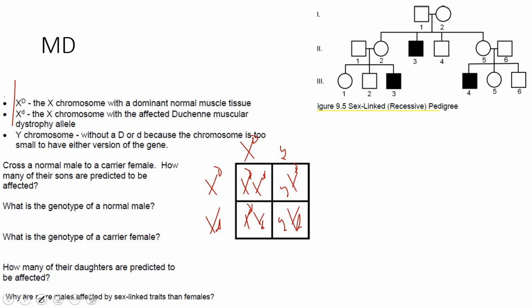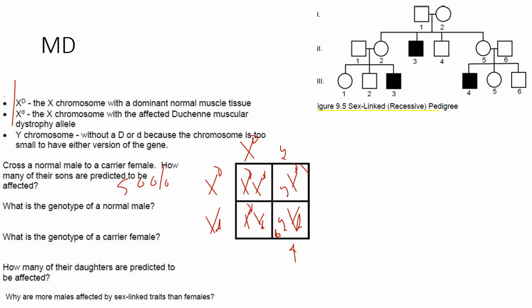And then answer whatever questions they have. How many of their sons are predicted to be affected? So these are the sons. This person's normal. This person has muscular dystrophy. So 50% of the sons can end up with muscular dystrophy. That's a 50%, not 500.